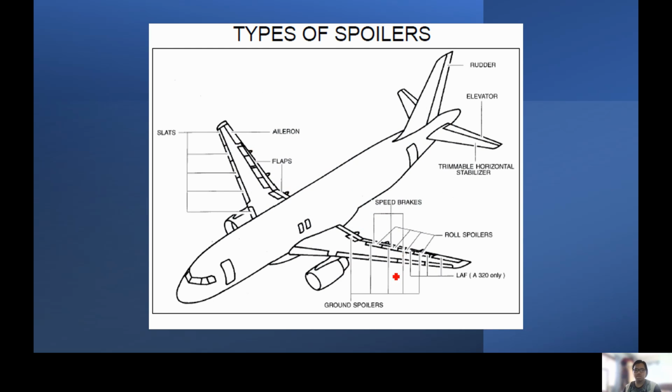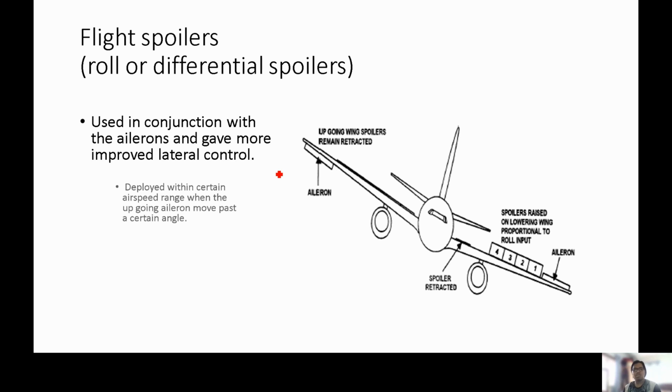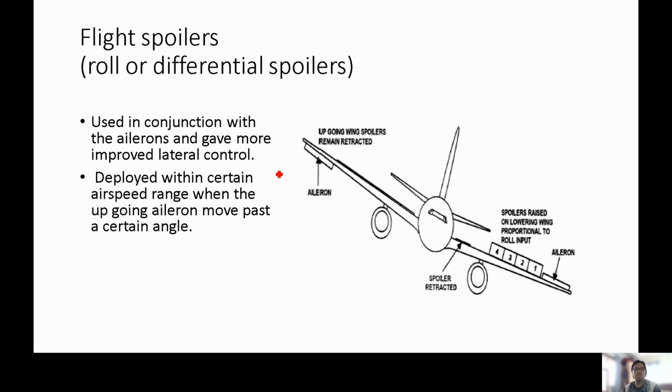So these are the types of spoilers. As you can see here, this is the flight spoilers or roll spoilers. This is the ground spoilers. So first we have flight spoilers. It is used in conjunction with the aileron and gives improved lateral control. It is deployed within a certain airspeed range when the outgoing aileron moves past a certain angle. So as you can see here, this is the outgoing aileron.